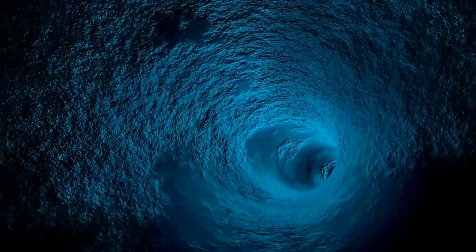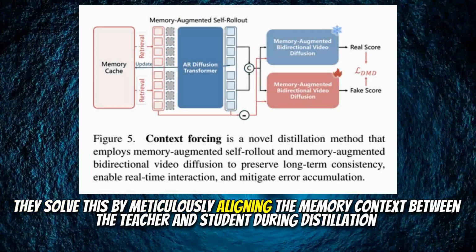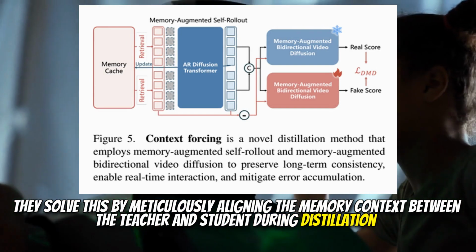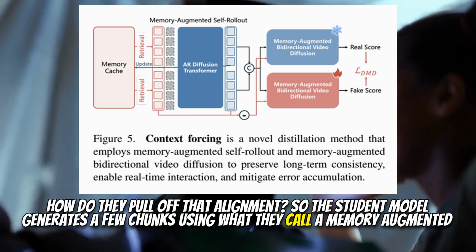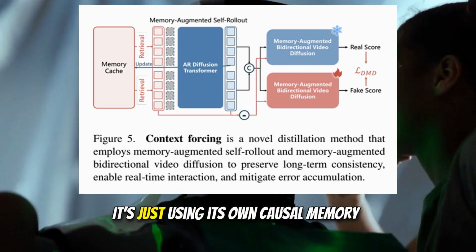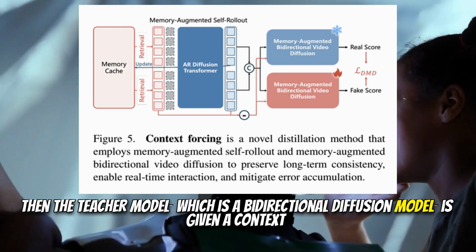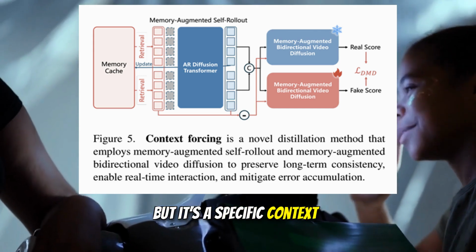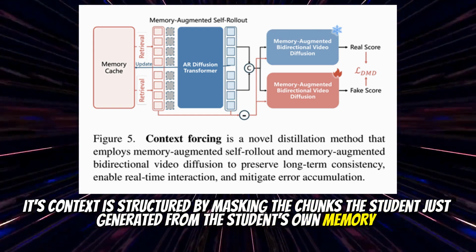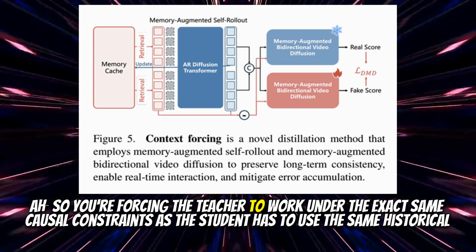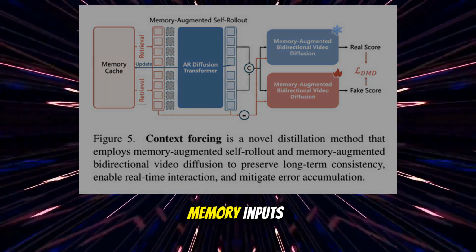It learns garbage. That's where context forcing comes in as the third big innovation. They solve this by meticulously aligning the memory context between the teacher and student during distillation. How do they pull off that alignment? So the student model generates a few chunks using what they call a memory-augmented self-rollout. It's just using its own causal memory. Then the teacher model, which is a bidirectional diffusion model, is given a context. But it's a specific context. Right. Its context is structured by masking the chunks the student just generated from the student's own memory. Ah, so you're forcing the teacher to work under the exact same causal constraints as the student, it has to use the same historical memory inputs. That's it.